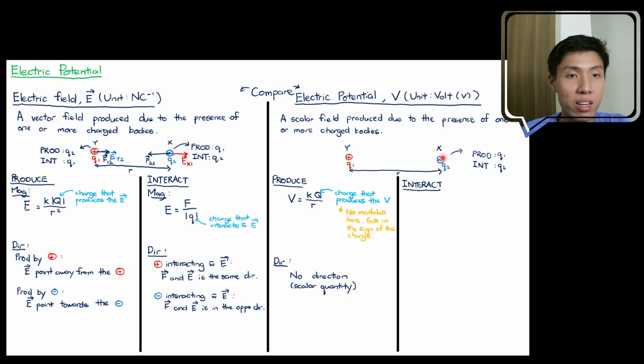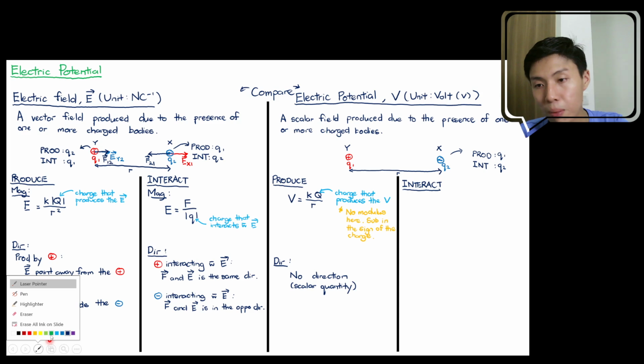So Q2 is interacting with the electric potential over here. As a result, Q2 will possess an electric potential energy that we have just learned from the previous video. The result of the interaction is that it possesses an energy. It becomes excited, it becomes energetic, it possesses some amount of energy, which is the electric potential energy. How much is the electric potential energy? Well, you actually know about it.